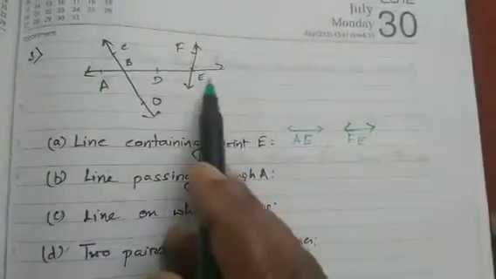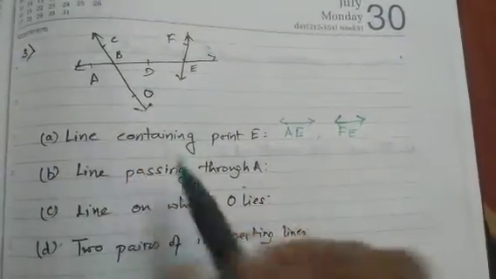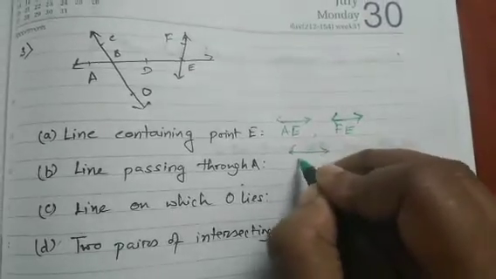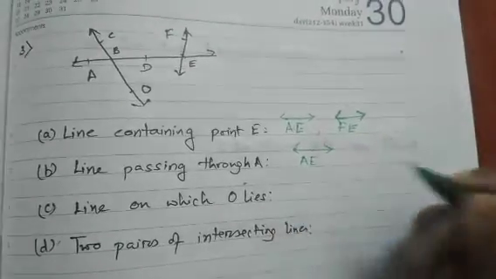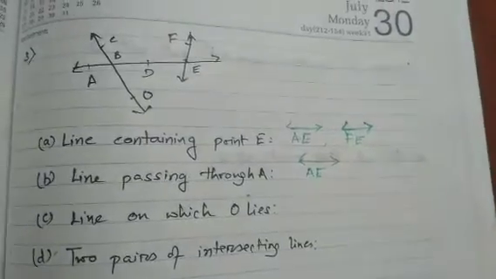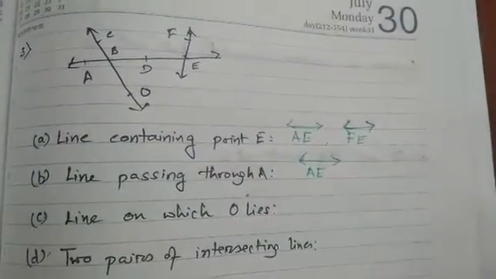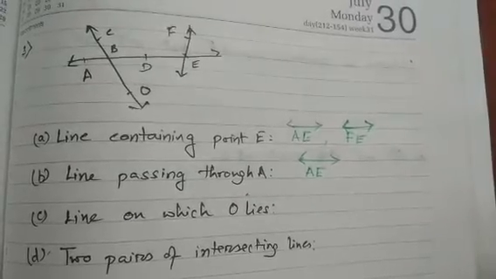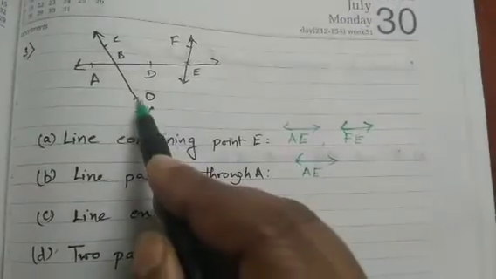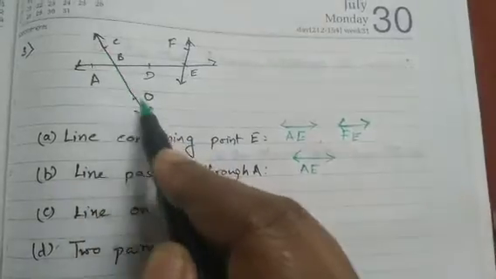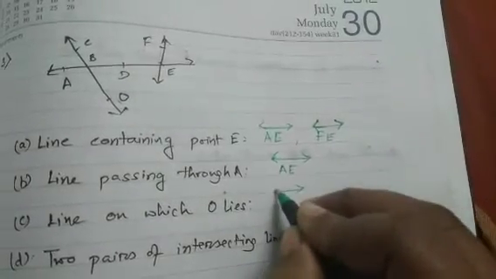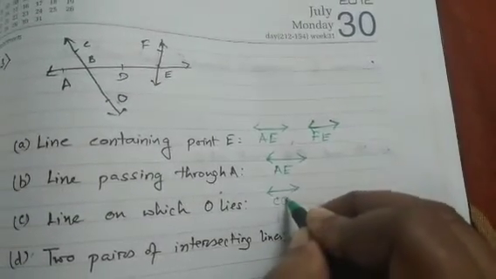Yes. AE is passing through this point A. Only one line. So line AE is passing through A. Line on which O lies. So O lies in which line? This line, right? In this CO. So I will write line CO.